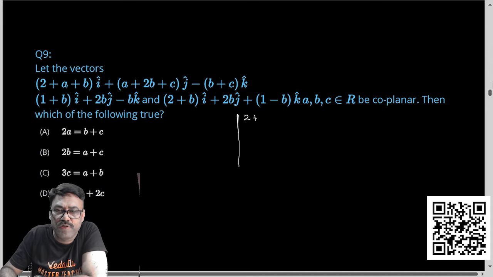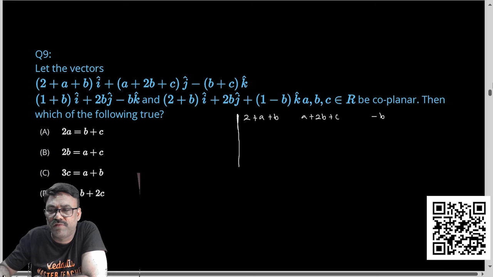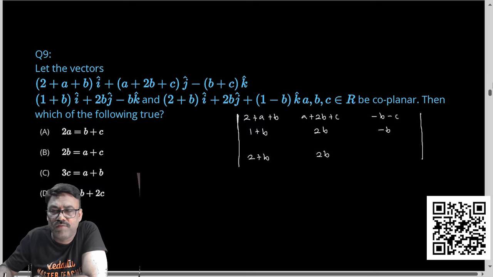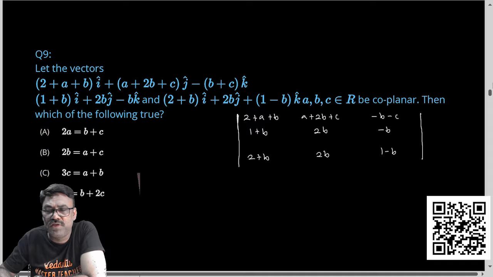First row is 2 plus a plus b, a plus 2b plus c, minus b. This is the first row. Second row is 1 plus b, 2b, and then minus b. And third row is what? 2 plus b, 2b, and 1 minus b. And as the three vectors are coplanar, this determinant should be 0.